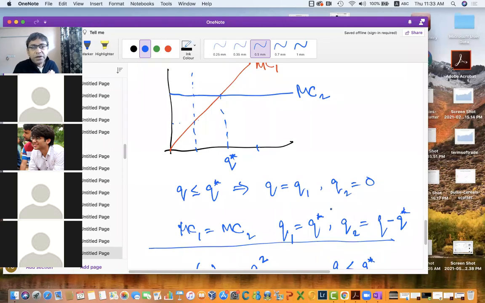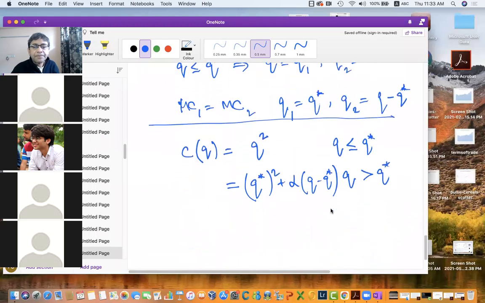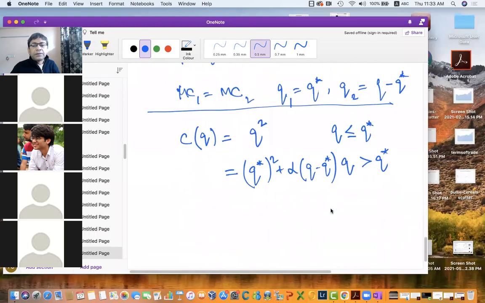Yes, does that answer your question? Yes, sir. So there's another case within this question where we are finding equilibrium price and quantity in the market when there's perfect competition. If you could just quickly go over that case as well.